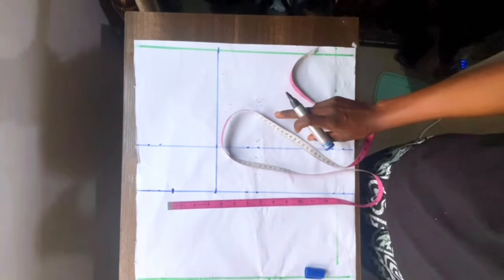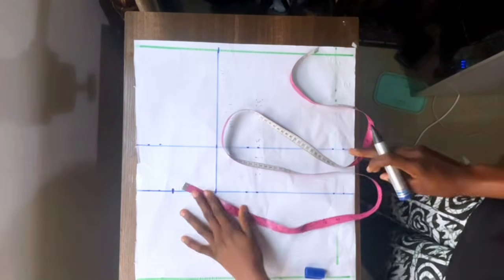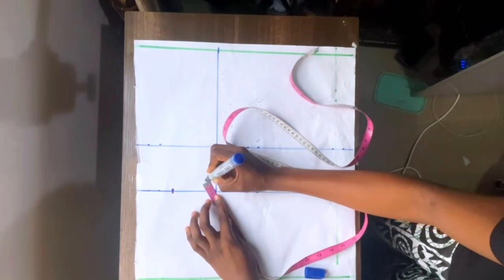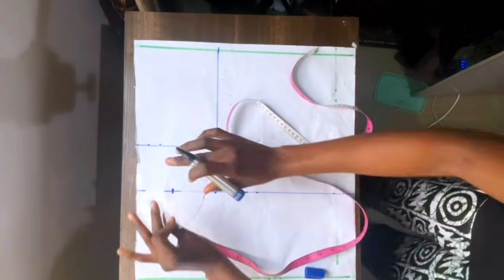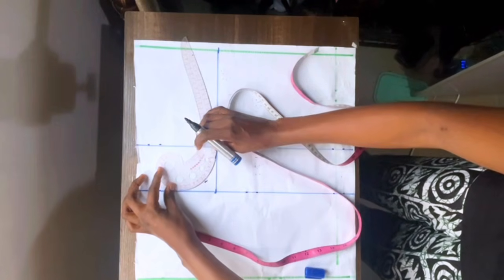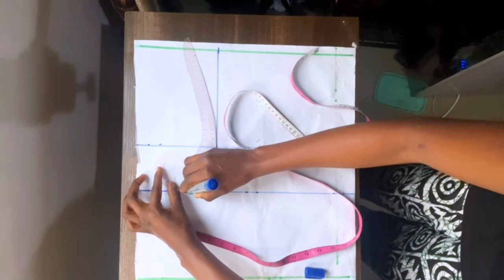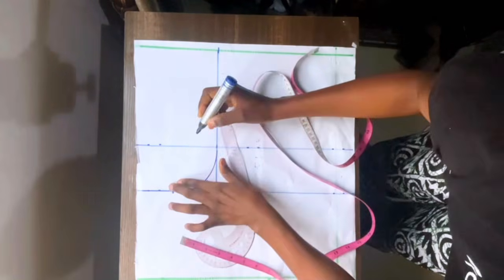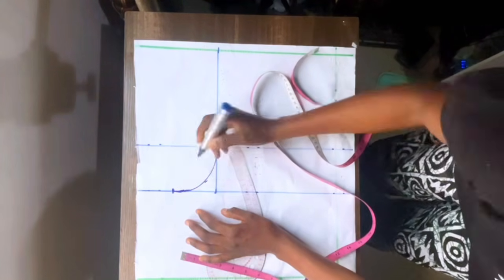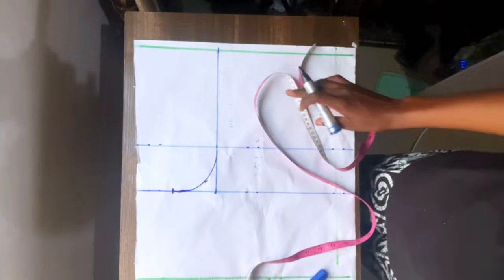Okay? And the way you are going to curve it is that if you don't have a ruler, you mark 1 inch upwards and then use your free hand to connect the dots. But if you have a curved rule, just do this. So just do this and then you get your crotch extension.